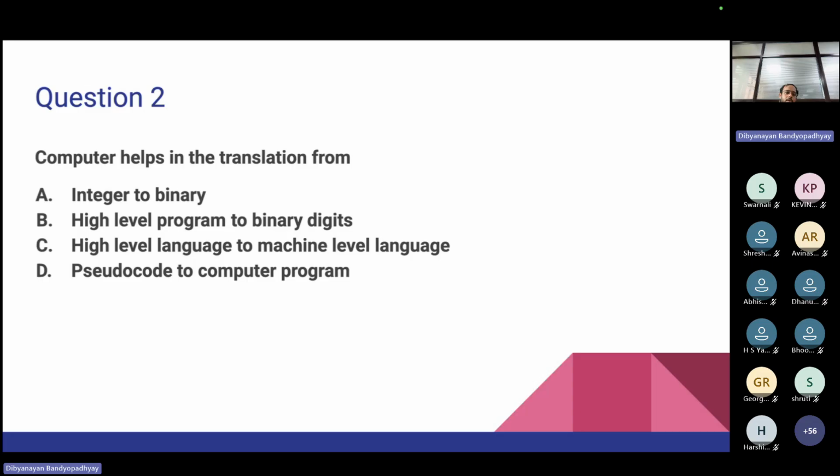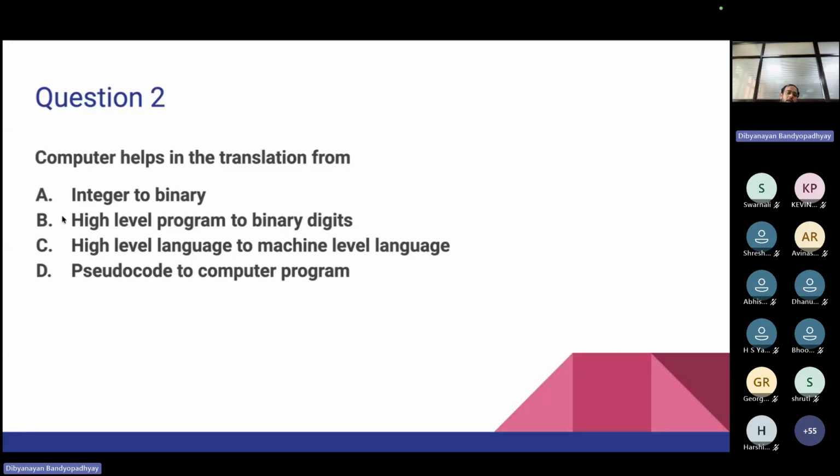And this is pseudocode to computer program. So you provide pseudocode to a computer program? I don't think so. Everybody actually provides it in a high level language. Let's say a high level language is C or Python. So these A, B, and D, these are the tasks that a computer performs. Maybe D is not about computer at all actually, because a computer cannot handle pseudocode. So D we can directly rule out.